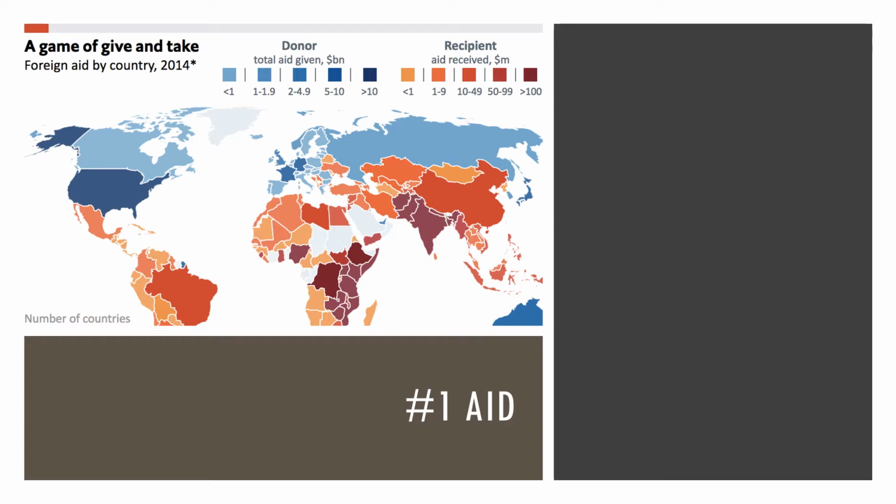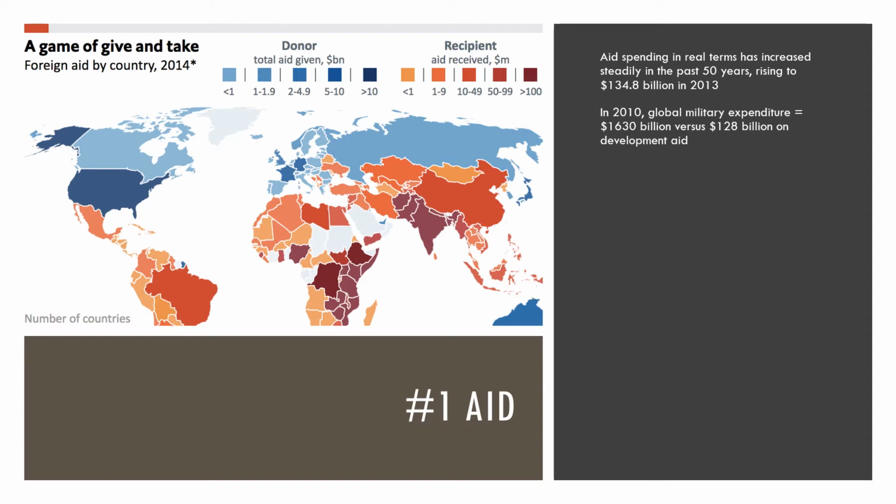This little chart here on the top left shows us the donor countries in blue, those who give aid, and the recipients in red. So aid spending in real terms has increased steadily in the past 50 years, rising to about 135 billion in 2013. But to put this into some sort of perspective, global military spending in 2010 was $1,630 billion. Again, the value of trade far outweighs aid by quite a large multiple.